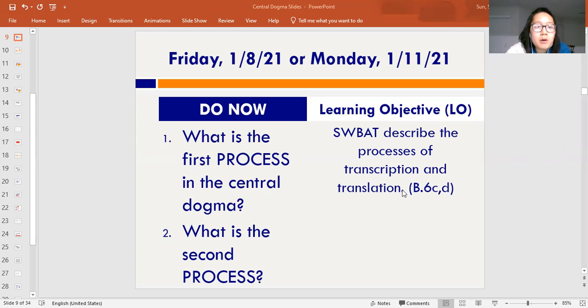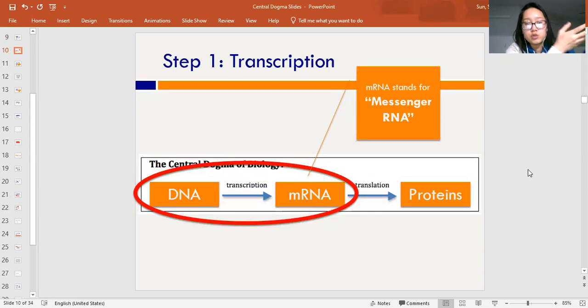So let's start out and just talk about what is the first process of the central dogma? What order do they happen in? What is the second process? If you remember back to last class, the order that they happen in is transcription first. That's when you're turning DNA into mRNA, and then translation second when you're turning mRNA into your protein or your polypeptide. Okay. So the first step is transcription, like I just said.